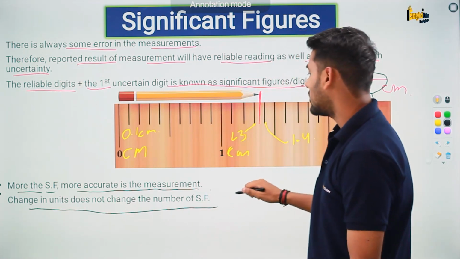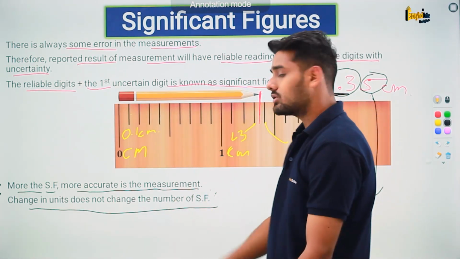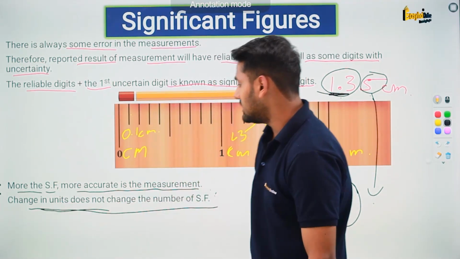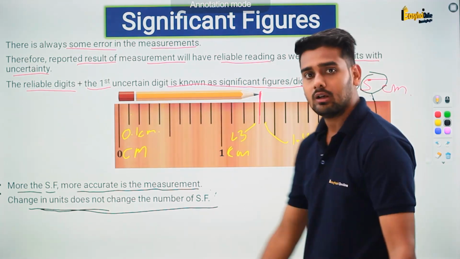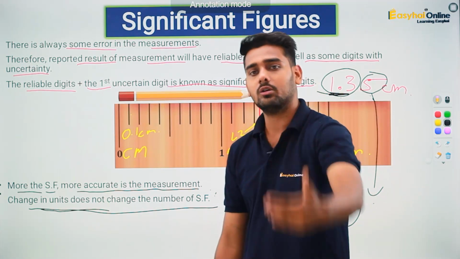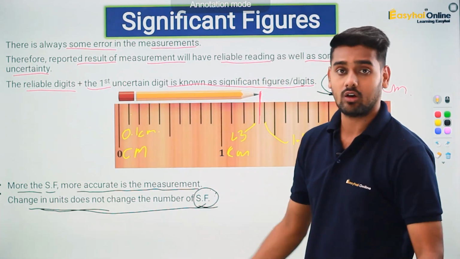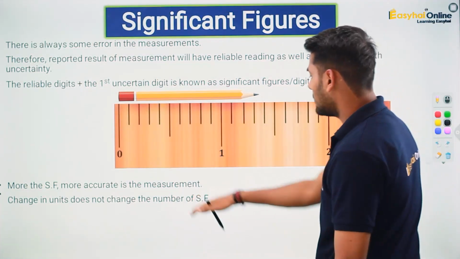Change in units does not change the number of significant figures. This is one of the rules actually, and I'll give you some examples as well. But as of now, just keep in mind that if you're changing the units, for example, here this is 1.35 centimeter, if I'm about to change this into meters or kilometers, the number of significant figures must not change. They will always remain the same. Okay. So we'll talk about this later.